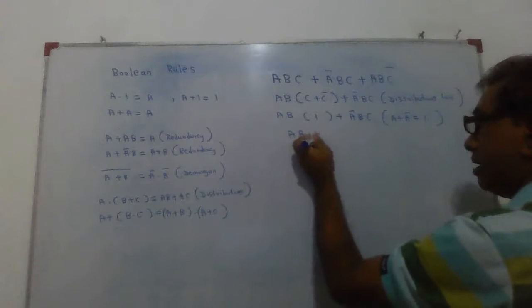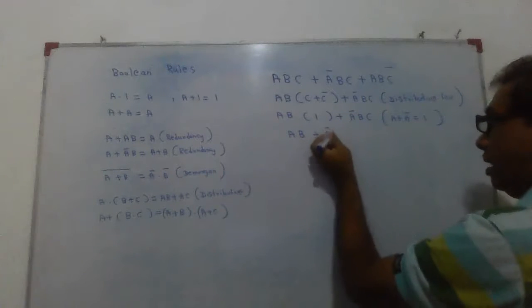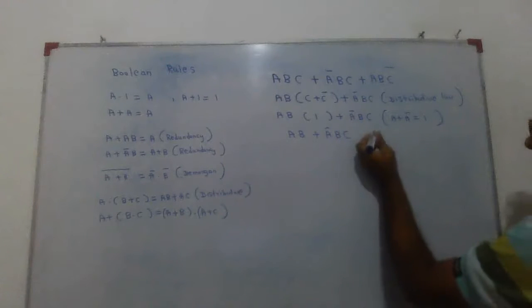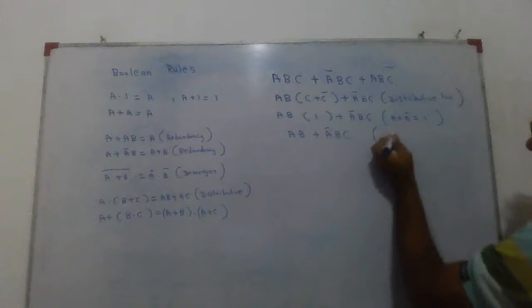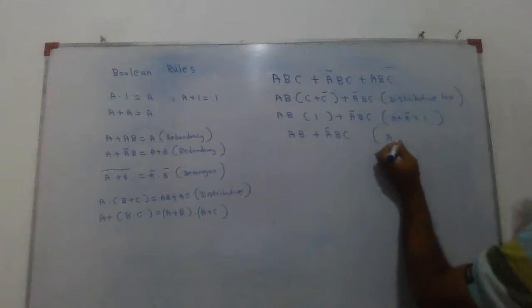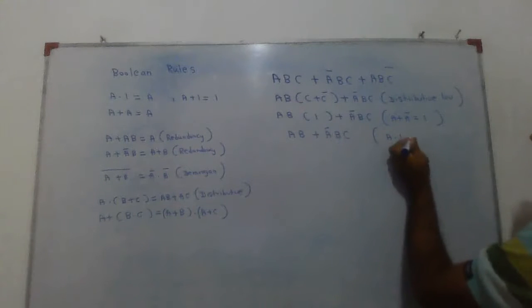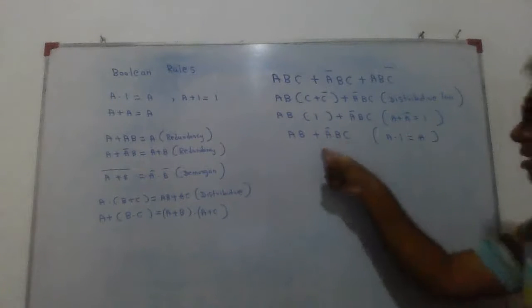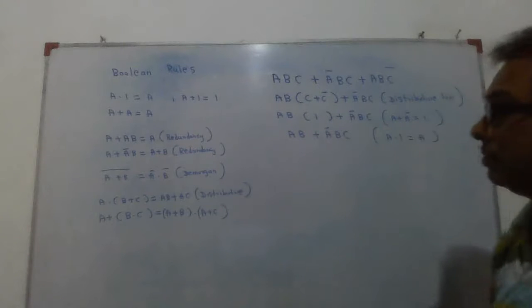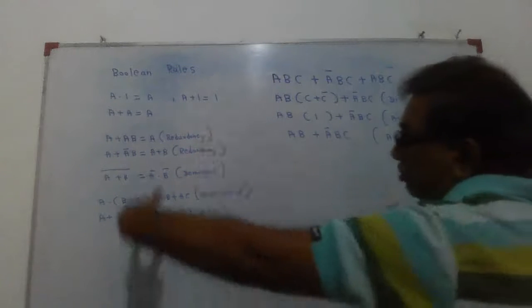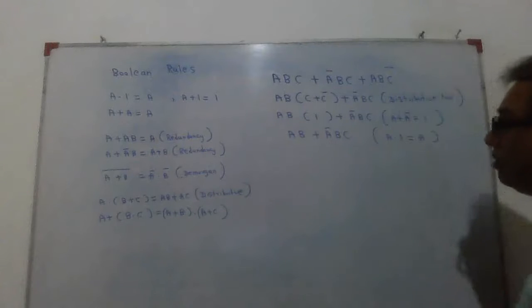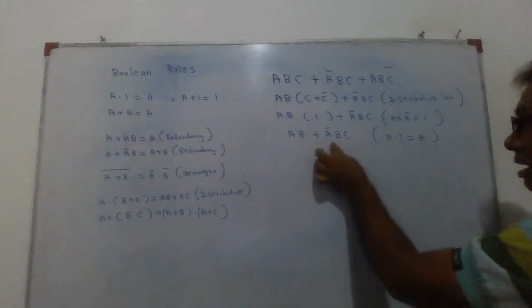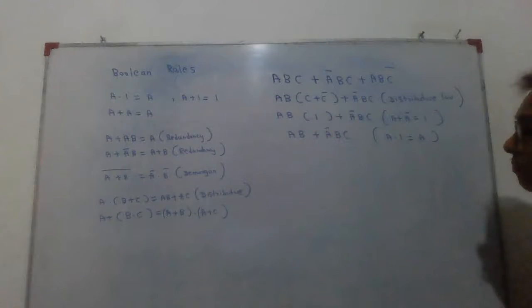A and B, or A bar and B and C here. Then I write the rule. It should be A and 1 equally. That is the rule we have used here. So we try to get such rules. Now what we have is A and B, or A bar and B and C.